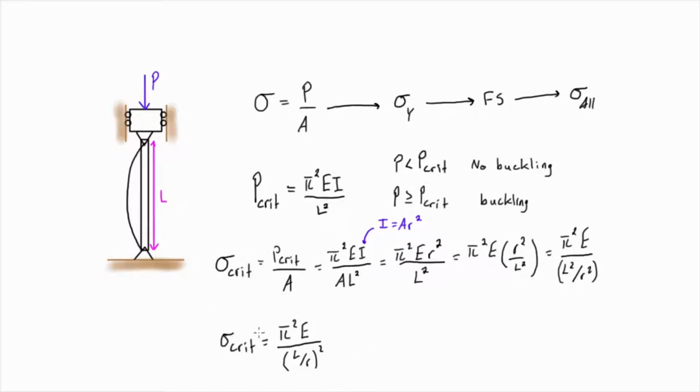Critical stress, as we've written it here, is proportional to the modulus of elasticity and inversely proportional to the square of the slenderness ratio. So again, a long, slender column will be more likely to buckle than a short, stubby one, and that makes sense intuitively. So anyways, that's just an introduction to column buckling.